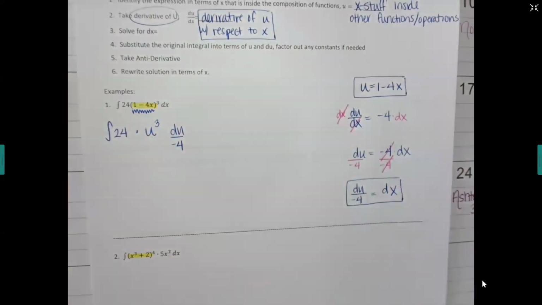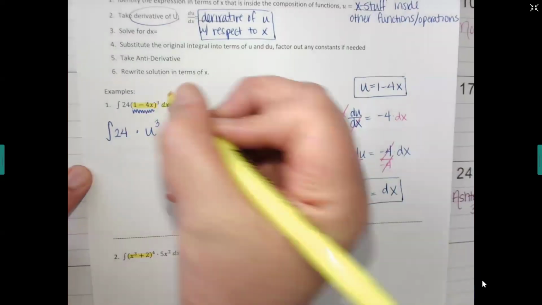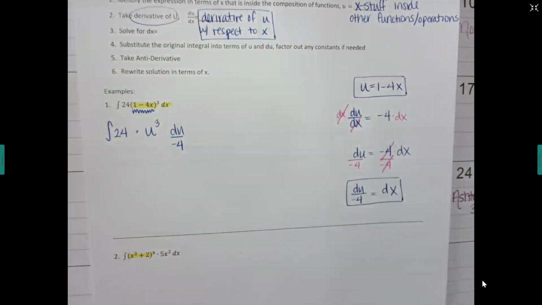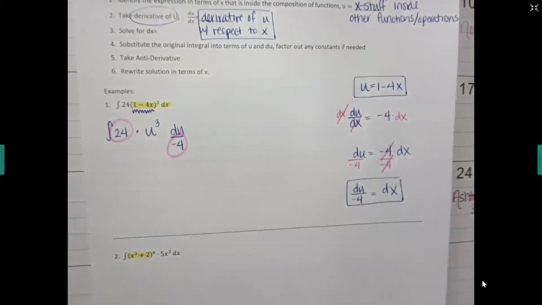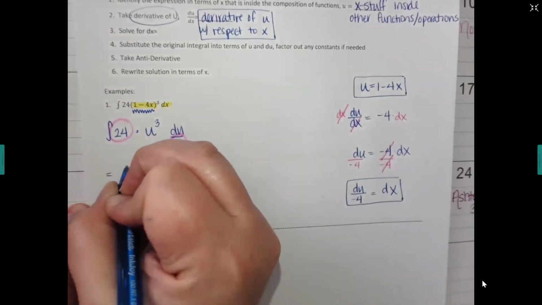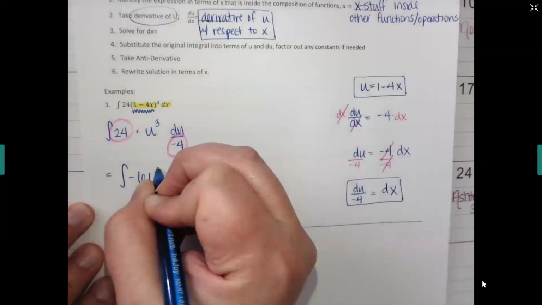Okay, so the two things that I have highlighted are being replaced. The 1 minus 4x is now a u. Notice the cubed is still there. And my dx is now a du over -4. Then it says factor out any constants if needed. That's referring to the 24 and the divided by -4. We can just go ahead and do that division. So what is 24 divided by -4? -6. So I have -6 u cubed du.